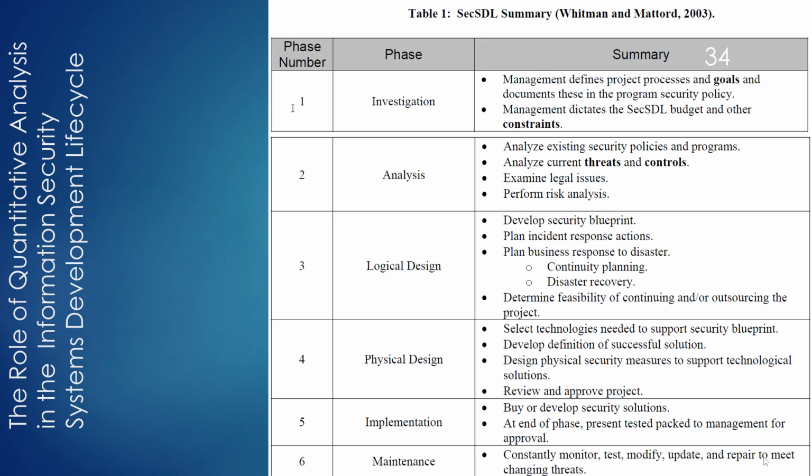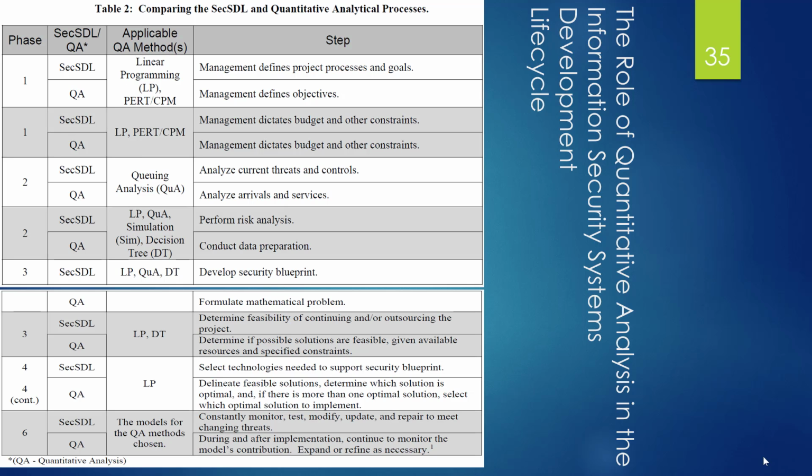Go ahead and pause the video if you need some time to digest everything, but it's pretty logical in terms of its decomposition: moving from determining what the problem is, analyzing the environment and the problem, coming up with a logical design for possible solutions, coming up with a physical design for those solutions, actually implementing that, and then maintaining it over time. So now we're going to map into each of these phases the quantitative tools that can aid in accomplishing that. Let's start off with phase 1.